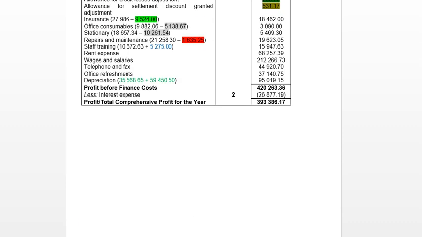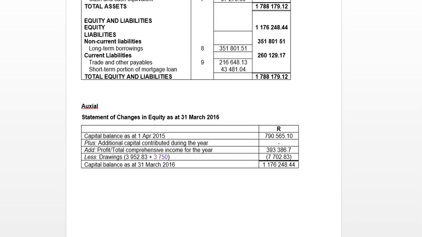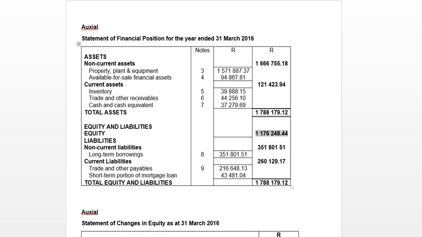Okay, and we need to add our profit for the year of 393,000 Rand because that increases your equity. It increases the owner's wealth when the business makes a profit. Okay, and if you do that, then we've got our capital balance as at the end of the year of 1,176,248 and 44 cents. Let's have a look at our assets.